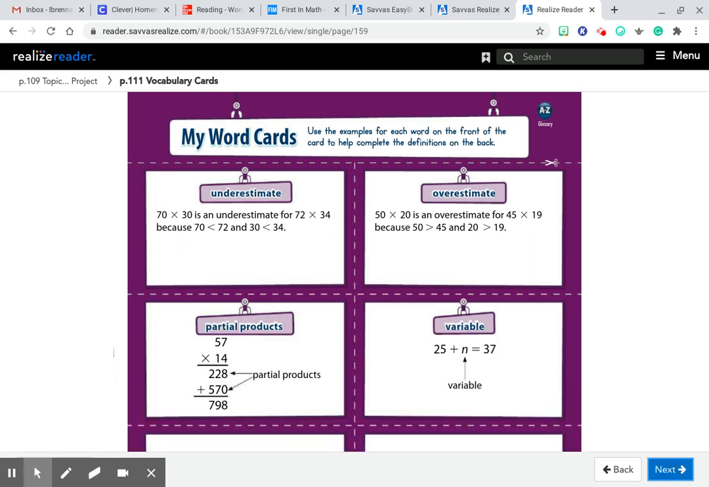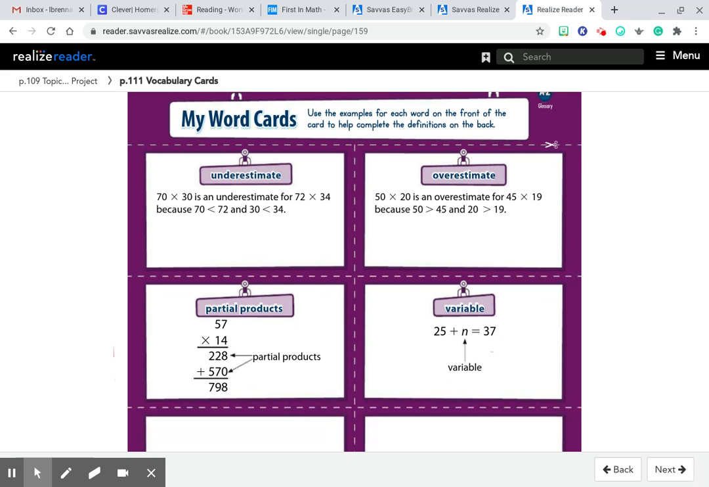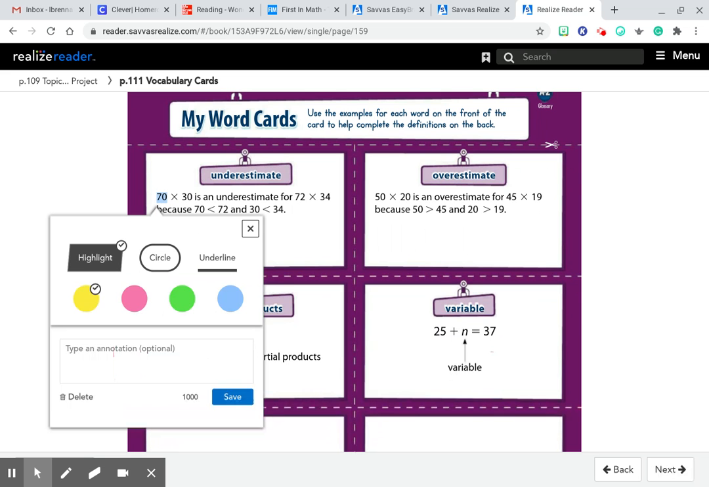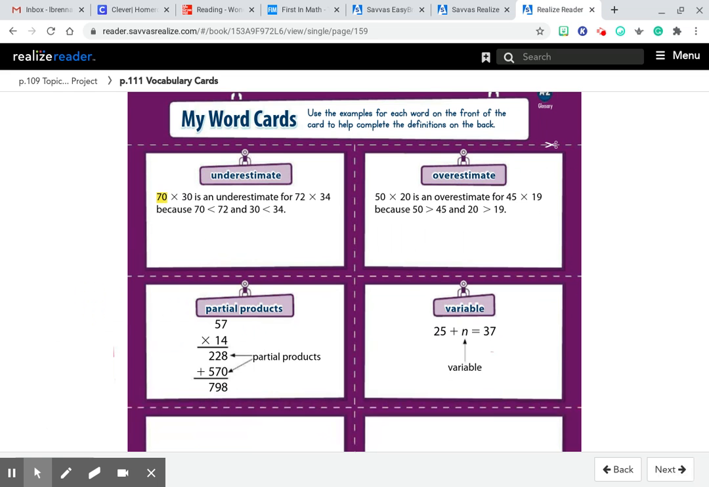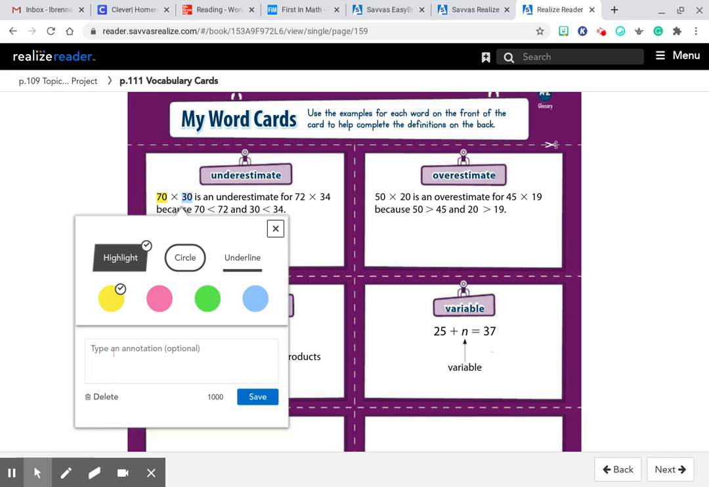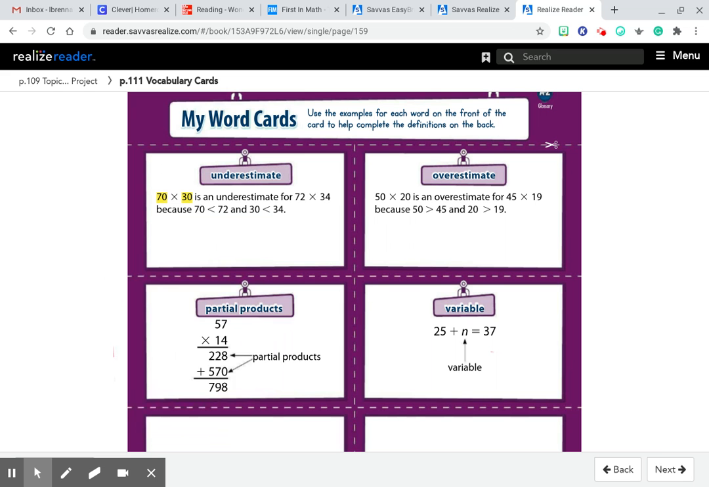So an underestimate: 70 times 30 is an underestimate for 72 times 34 because you took the value 72 and the value 30 and you changed 72 and 34 to 70, which is you went below, and 30, which you went below. So this is definitely going to be an underestimate because you undervalued each of the numbers. So that one's easy and pretty clear.